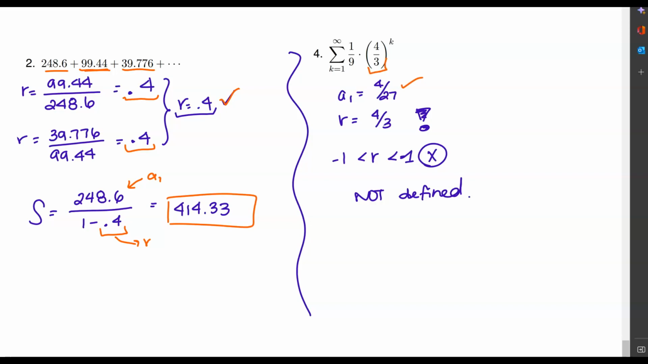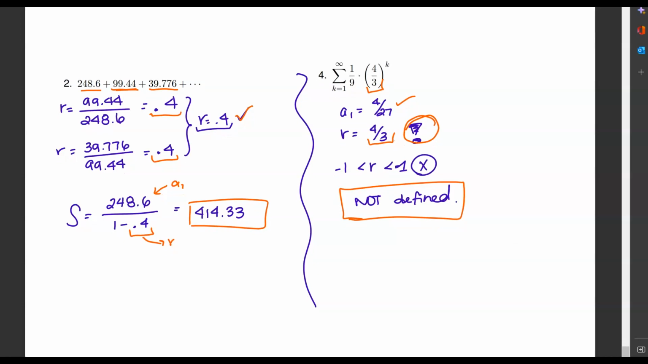Now for number 4, I can tell that my initial value is going to be 4/27, and then because of this, I can tell that the ratio is going to be 4/3. However, caution here, that ratio is not between -1 and 1, so therefore it is not defined, and so we cannot proceed. All right, and that concludes these notes.